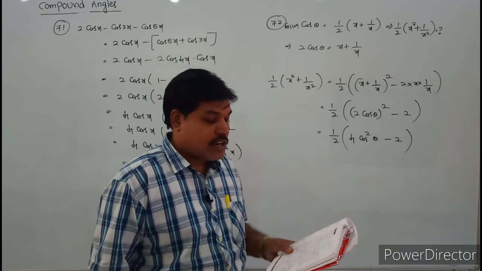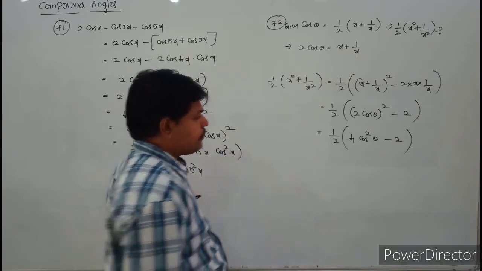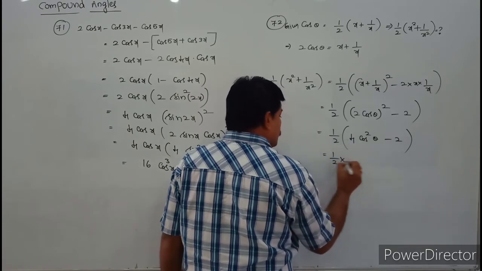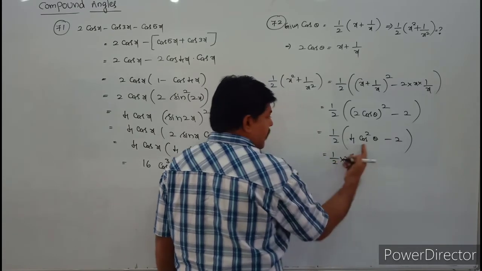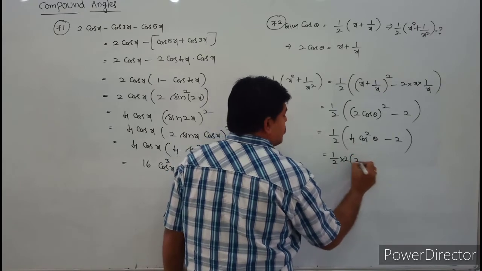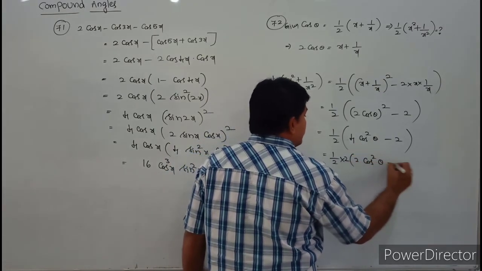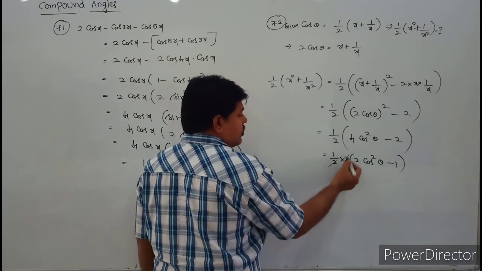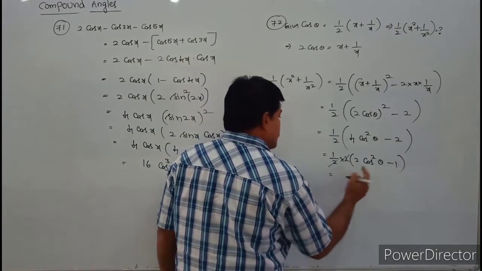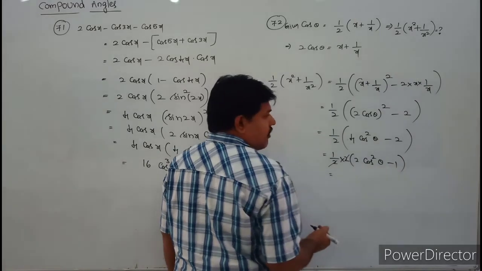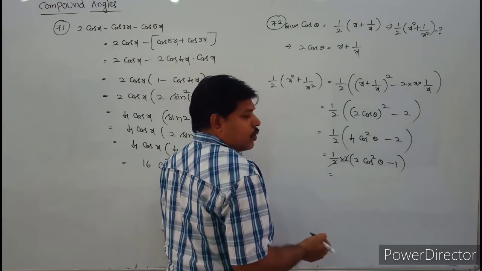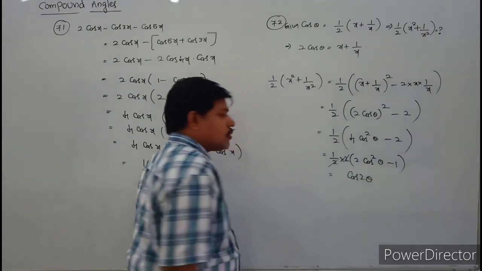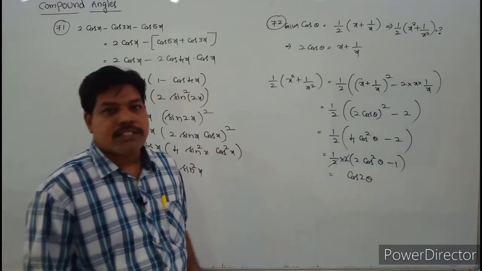So see, in the options it is not there. So what will we do? I will take the 2 common from these two. So 1 by 2 into, taking the 2 common, what will it become? 2 cos square theta minus 1. So this 2 will be cancelled. What is that? 2 cos square theta minus 1. Anyone can tell the formula? 2 cos square theta minus 1 is nothing but cos 2 theta.